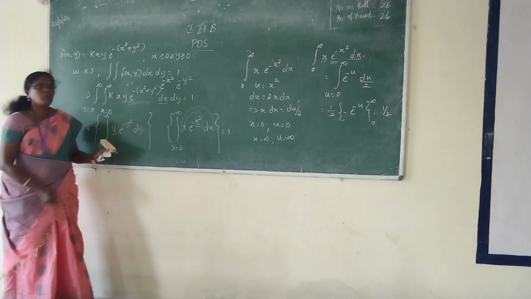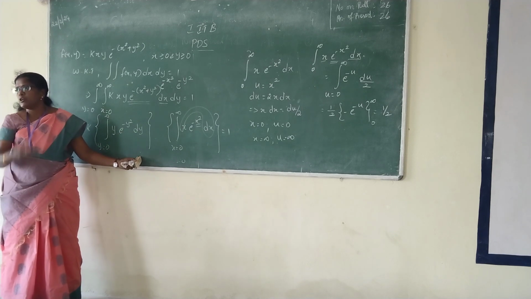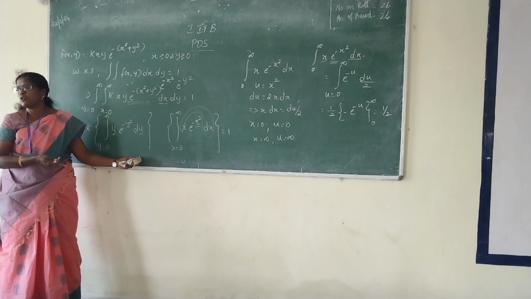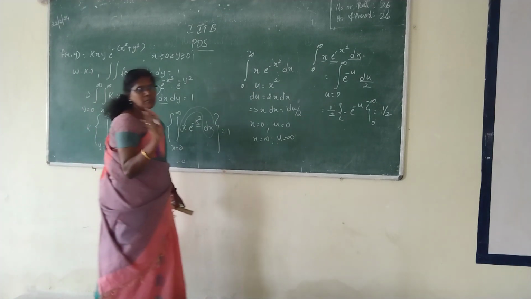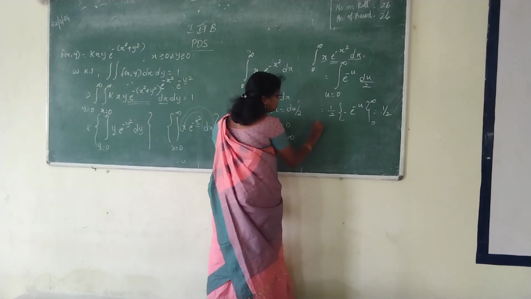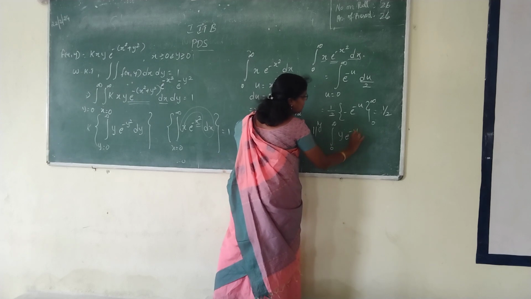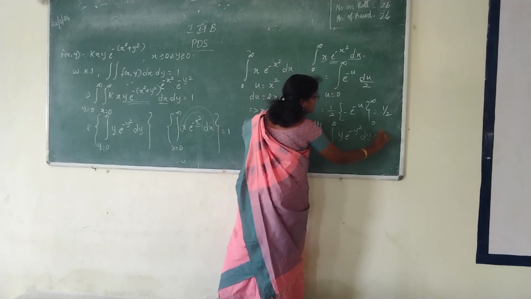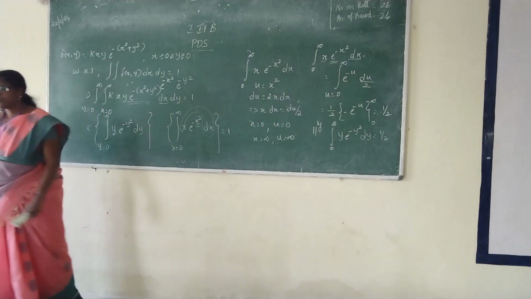What will be the answer for integral 0 to infinity y e power minus y square dy? 1 by 2. We are going to follow the same procedure, instead of x we are going to make use of the variable y. So no need to do that integration. Similarly, integral 0 to infinity y e power minus y square dy equals 1 by 2. Copy.